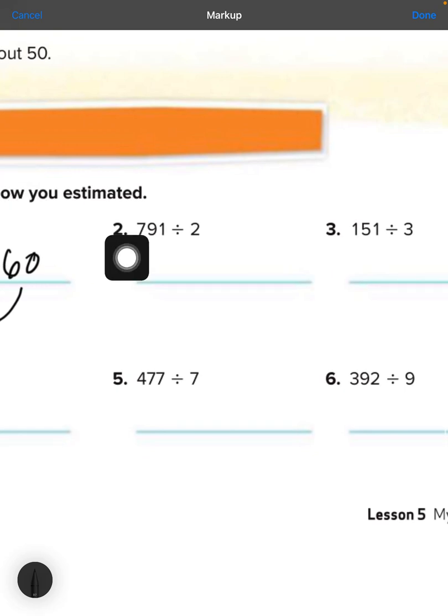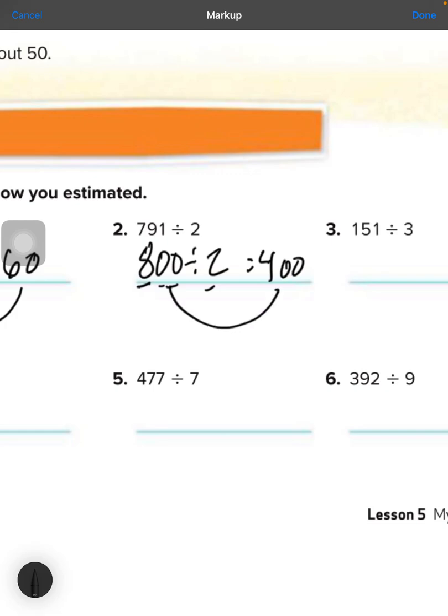Number 2, 791 is not compatible with 2, so let's round it to a prettier number. Let's do 800 divided by 2. 8 divided by 2 equals 4. Bring the zeros over, 400.